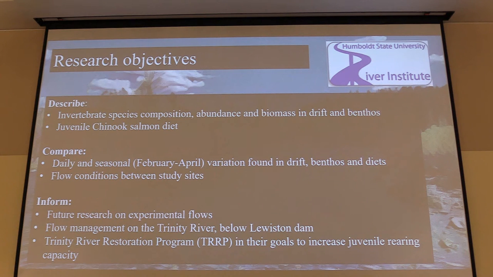We wanted to compare these communities daily and seasonally between February and April of 2018 within the drift, benthos, and diet, as well as between flow conditions, so between those base flows, as well as those two experimental events, or peak discharges. And ultimately, this data would inform future research on experimental flows that attempt to kind of shift the ROD flows earlier in the season to try to form a more natural hydrograph. And it would inform flow management on the Trinity River below Lewiston and ultimately support hypotheses by the Trinity River Restoration Program that flow can increase food availability for juveniles and thus increase rearing capacities in a physical habitat sense.